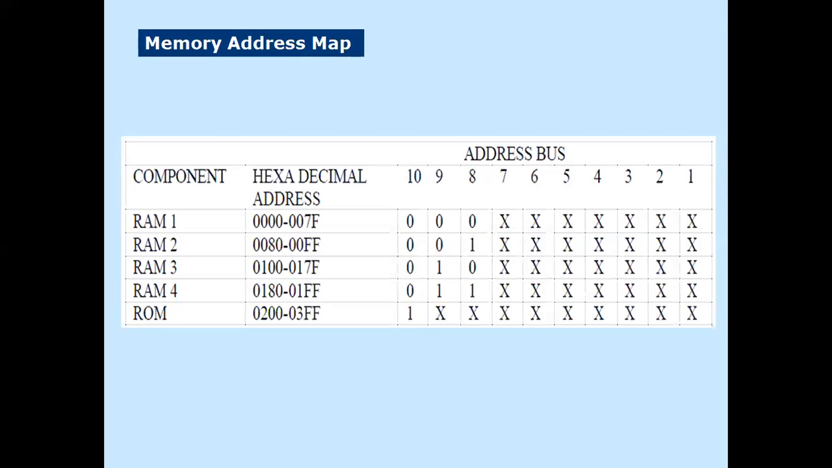Okay, so this is a simple one. I think you can understand. If you have 8, 9, 10 as 0, 0, 0, then it is RAM 1, followed by 1, 2 and then 3. So then 4 RAMs we can select. And the ROM chip is selected straight away by the 10th address bus. If it is activated, then we get the ROM, which ranges from 200 to 3FF.